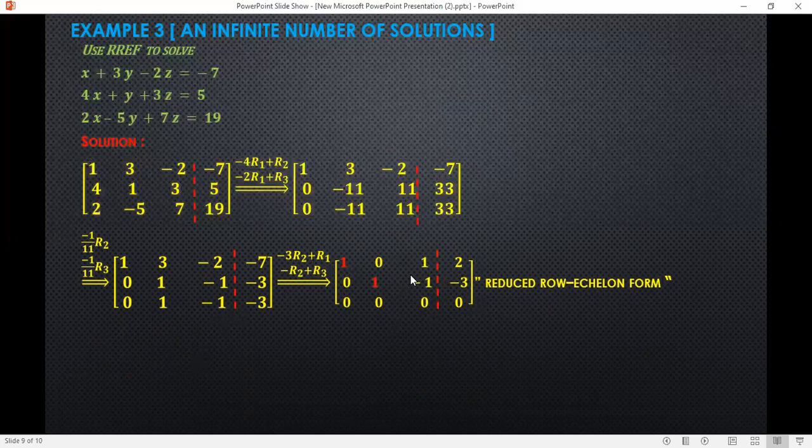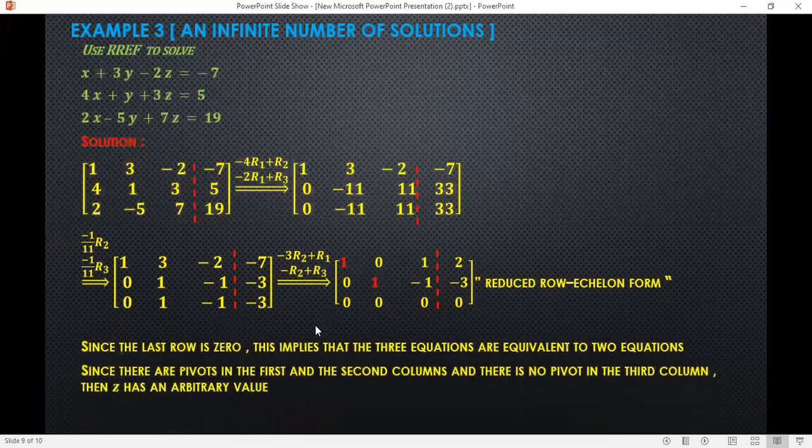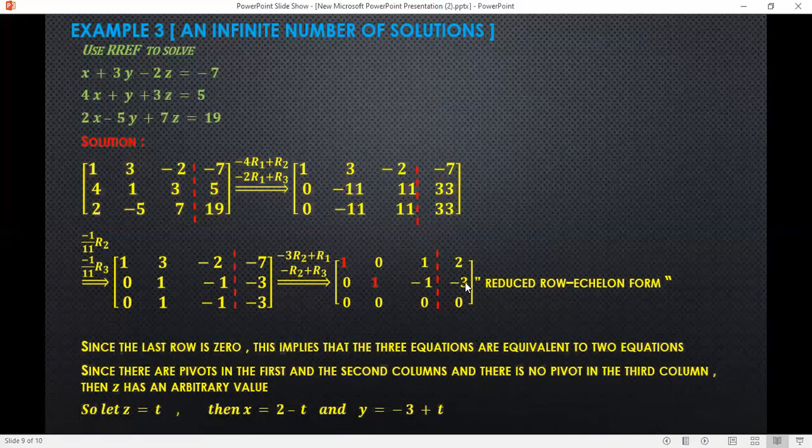and we can say that Z equals T, and actually we can find X in terms of T and Y in terms of T. So let's say that Z equals T, then X plus T equals 2, so X equals 2 minus T. Y minus T equals -3, and here Y equals T minus 3, or -3 plus T, and T any value. Then here we have an infinite number of solutions. Whatever the value of T, we get corresponding values for X and Y.